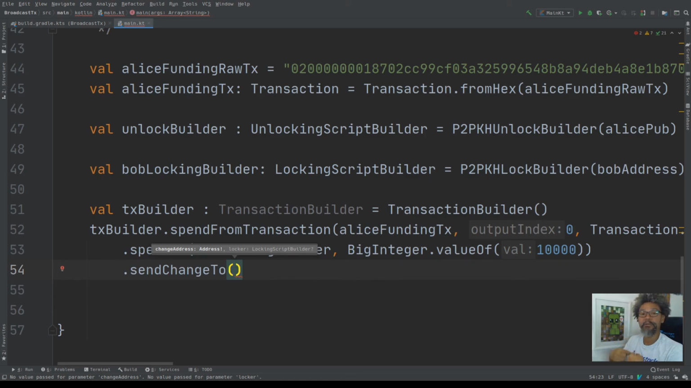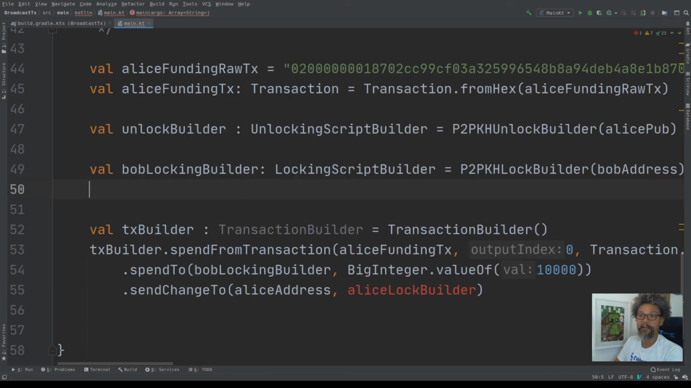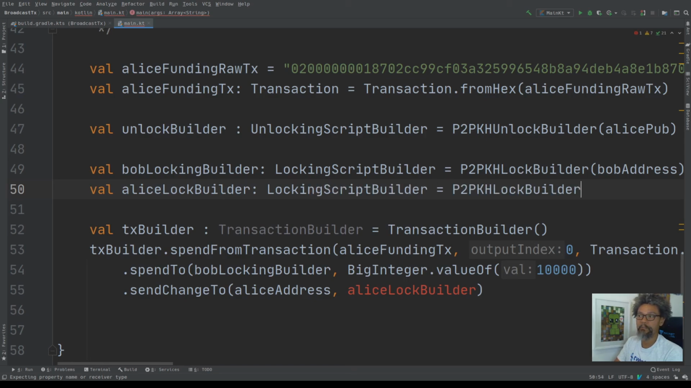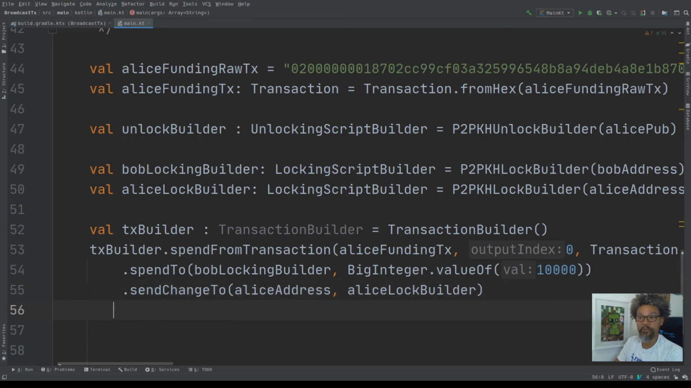So she will send the money back to her own address. She'll say, okay, send it back to my own address and use a locking script builder to generate an output that I, Alice, am allowed to spend from. So Alice lock builder is another locking script builder, which is also an instance of pay to public key hash builder, but using Alice's originating address. So Alice is sending the change back to herself.